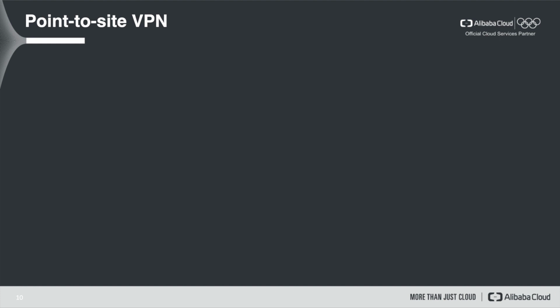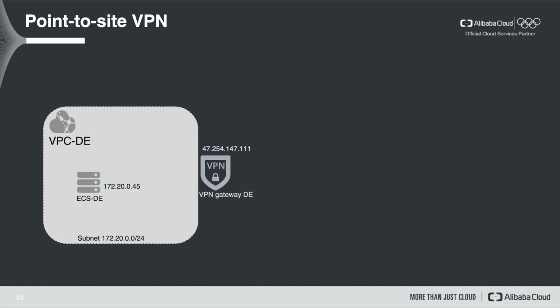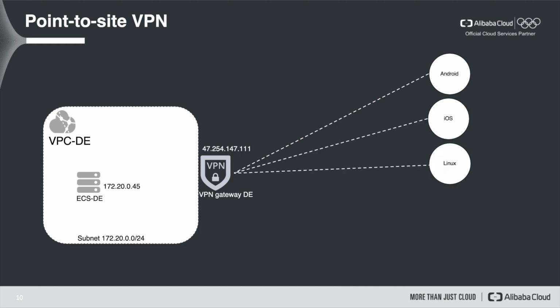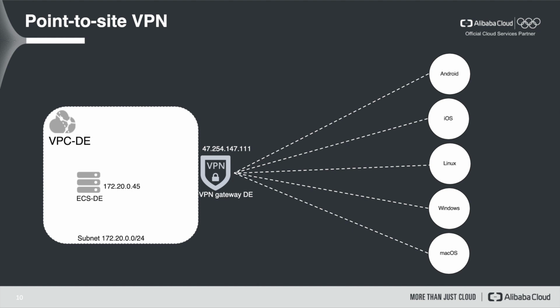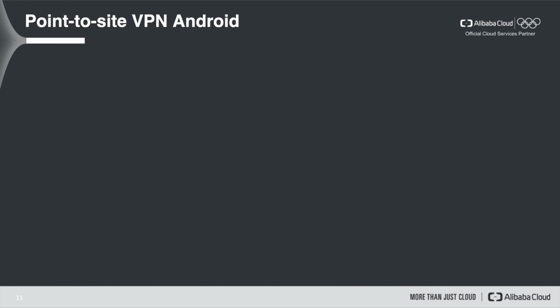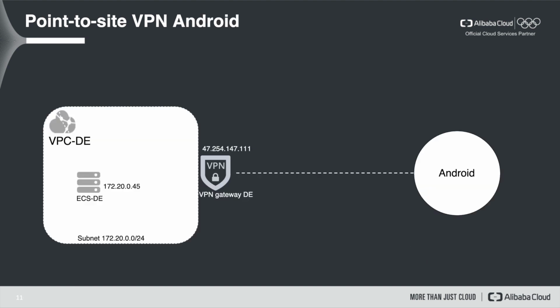The next step in our demo is to configure the point-to-site VPN. What is it? So what we will do, in our VPN gateway in Frankfurt region, we will enable the SSL-VPN connectivity. We will configure the Android, iOS, Linux, Windows, and macOS, and we will be able to reach resources behind the VPN gateway. Let's start with the Android part.